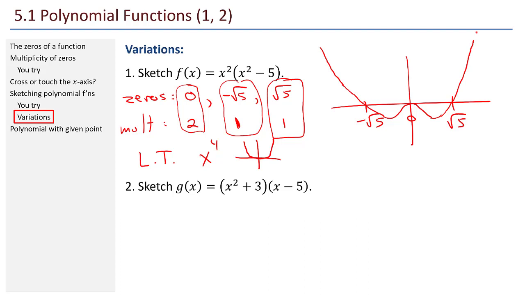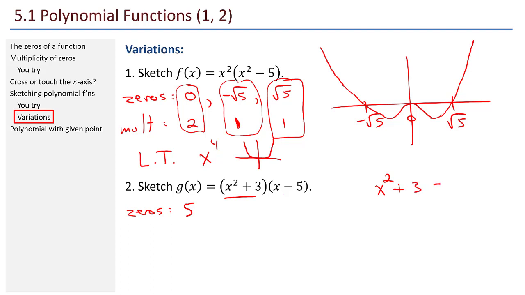And how about the last problem? Sketch g of x equals x squared plus 3 times x minus 5. Zeros, well, I see that 5 is a 0. I'll just handle that right away. How about the other factor, x squared plus 3? So I need to do a little work.